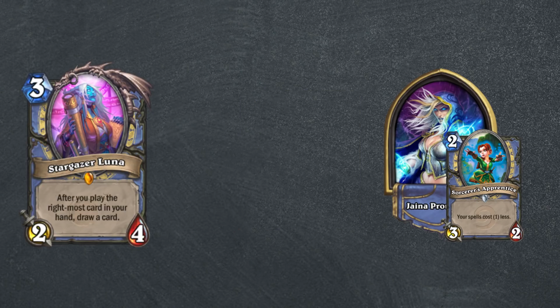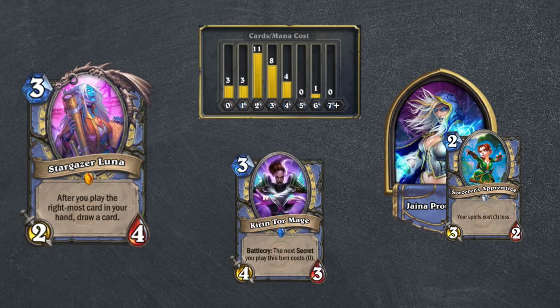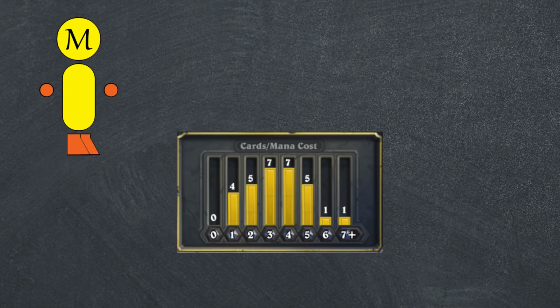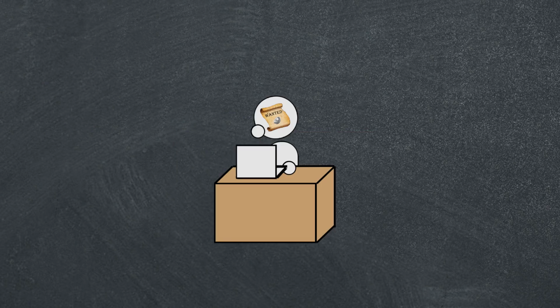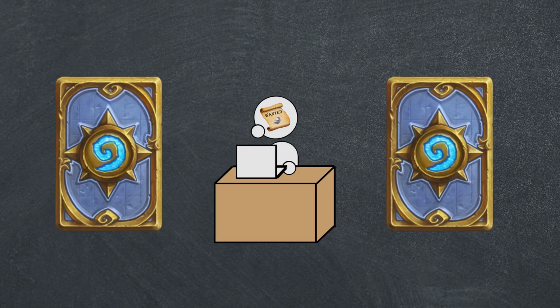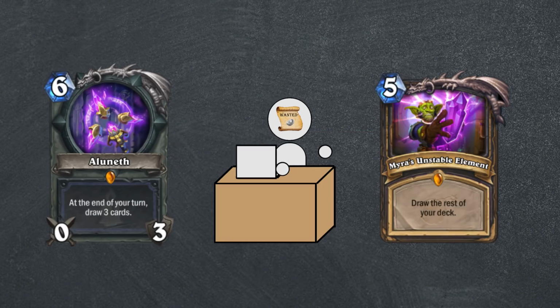But more importantly, this card draw enables the deck to maintain a curve where some of its cards might as well be 0 mana. Generally speaking, card draw lets decks shift their curve more to the left, since there are now more cards to spend. This is a good point to bring up a couple of interesting cards: Alunith and Myra's Unstable Element.